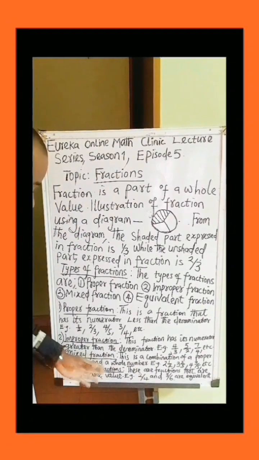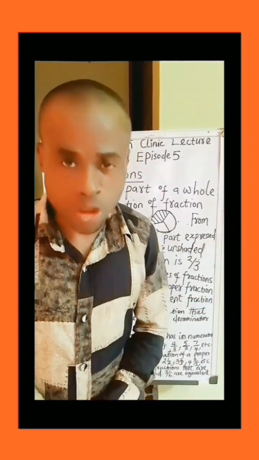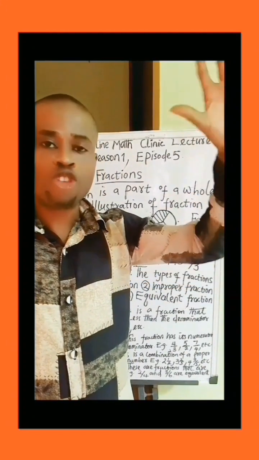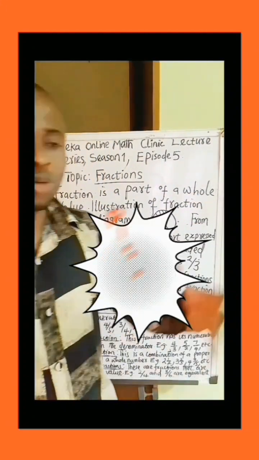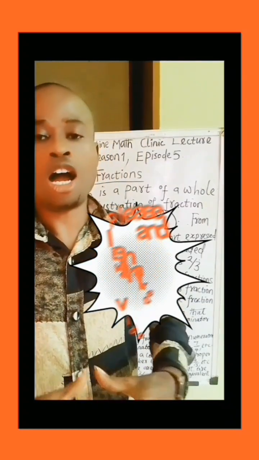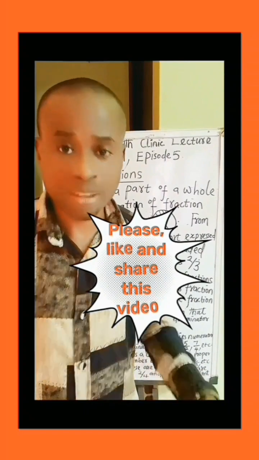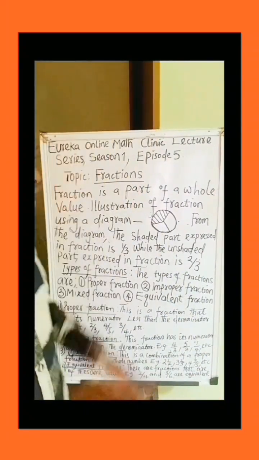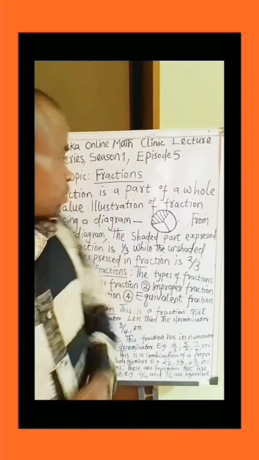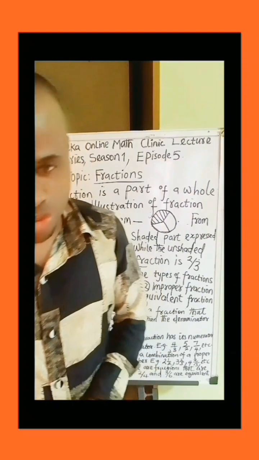So equivalent fractions are fractions that are of the same value. No matter the value of the numerator and the denominator, at the end of the day, if you reduce those fractions to their lowest forms and their values are the same, it simply means they are equivalent. So I present to you fractions and the types of fractions.